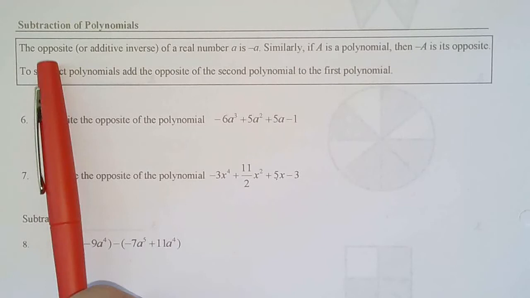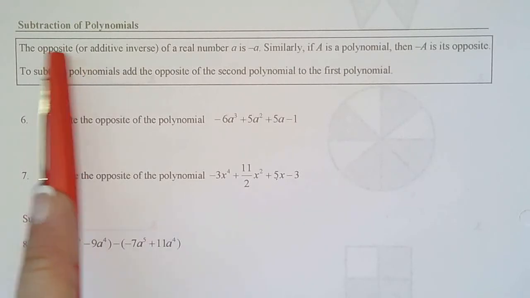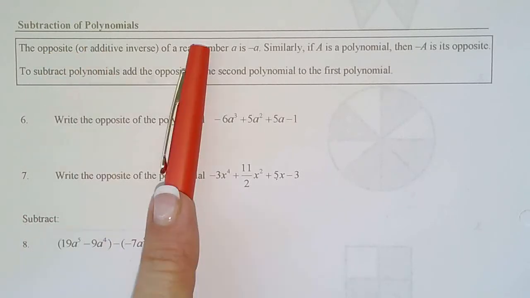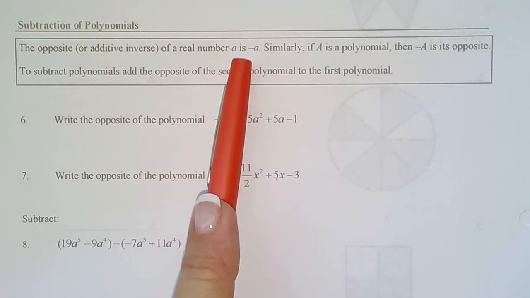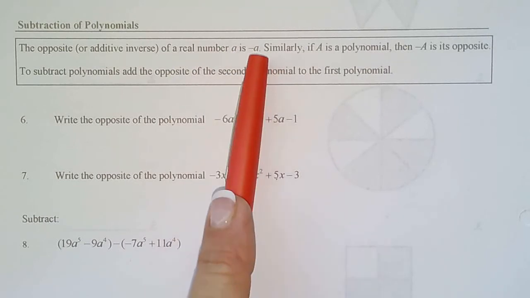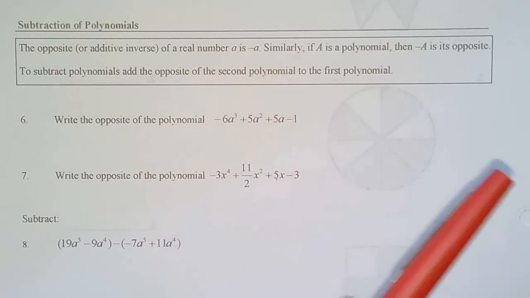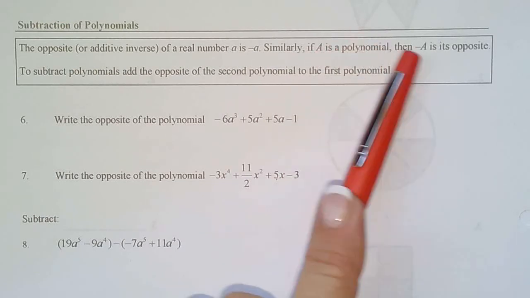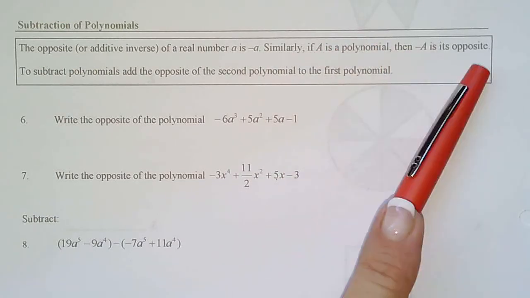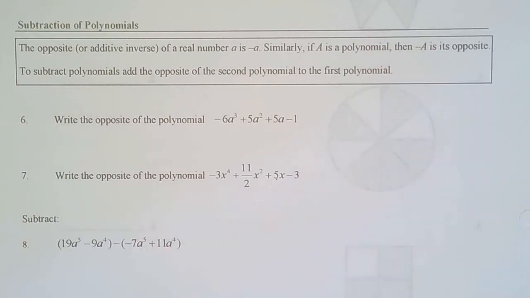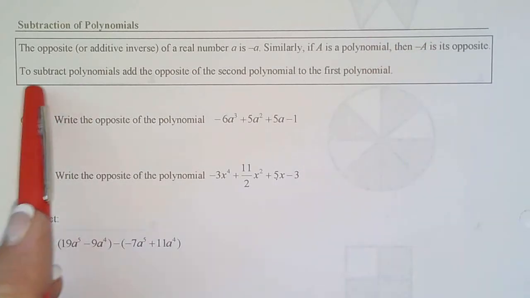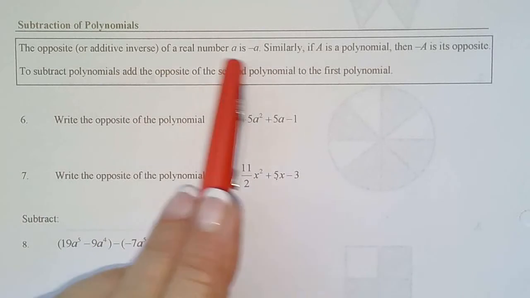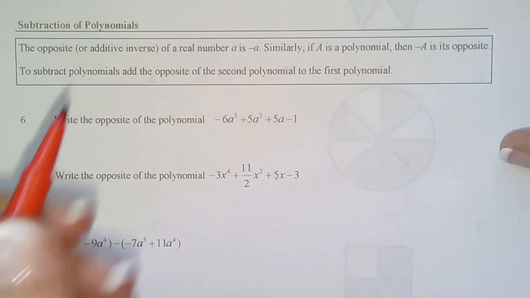So by distributing the negative, we're finding the opposite of some real number. If we put a negative in front of a, then we read it as the opposite of a or negative a. So if we have a polynomial a and we multiply everything by negative 1, we're going to get the opposite of that polynomial. So to subtract polynomials, we just distribute that negative 1 to the second polynomial.